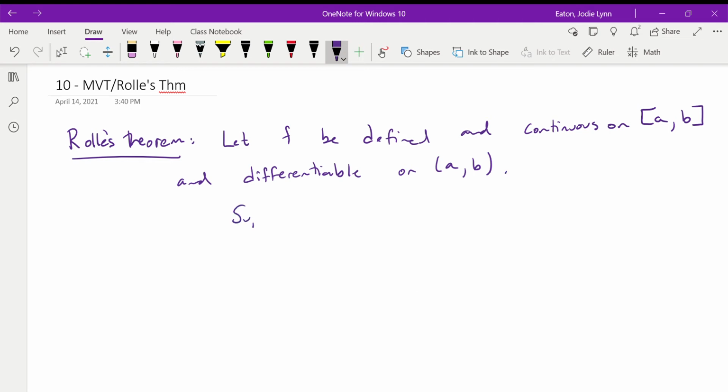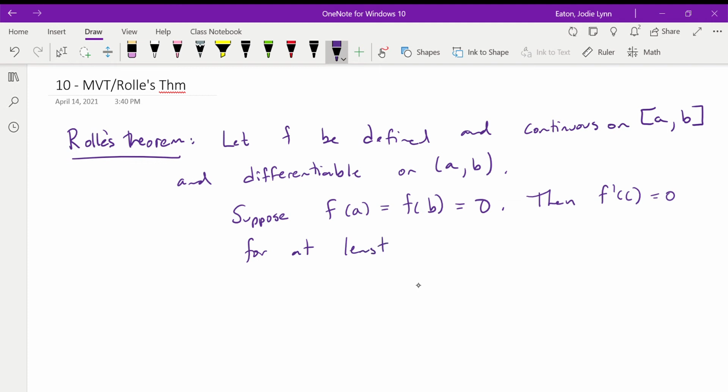So suppose we have zeros of our function at a and b. So the interval we're talking about, [a, b], is between two zeros. So f of a equals f of b equals 0. Rolle's theorem says that this means that f prime of c equals 0 for at least one c in the interval (a, b).